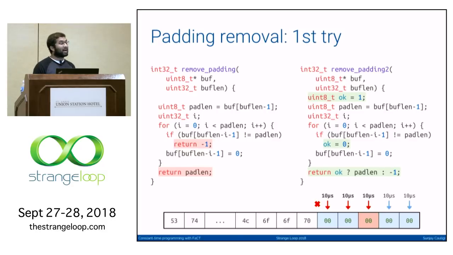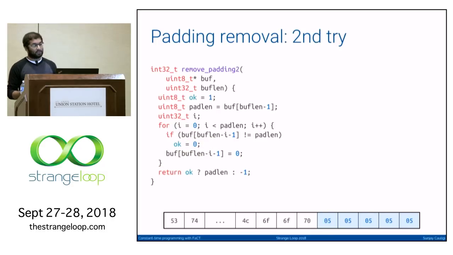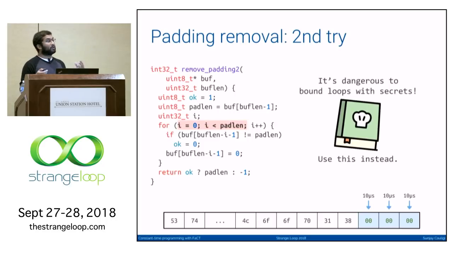So there's no longer this timing difference based on whether the padding was valid or invalid. So that's good. But what if instead of, say, 5 bytes of padding, we only had 3 bytes of padding? Then we're only going to iterate over the last 3 bytes. And now we're only taking 30 microseconds instead of 50. And so now there's, again, this timing difference based on the amount of padding, and thus we're leaking the size of the message, which is more secret data.